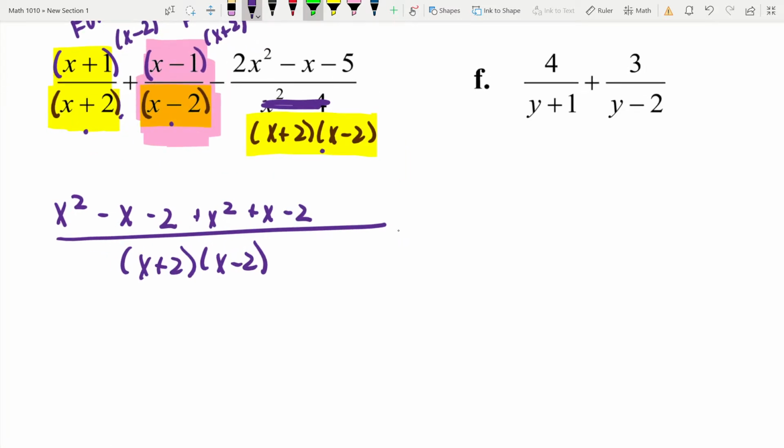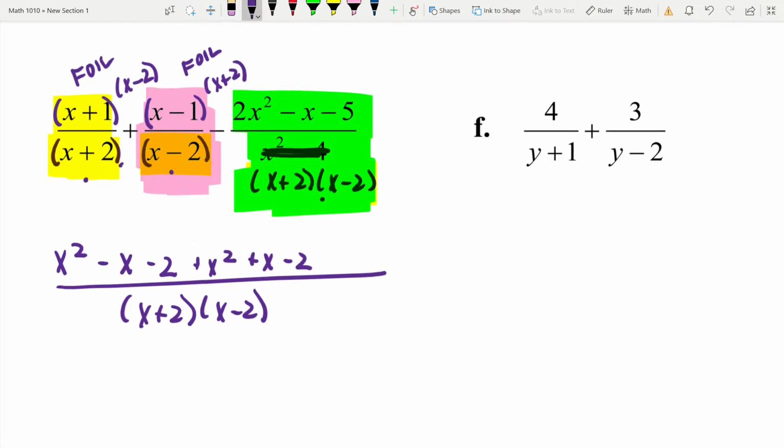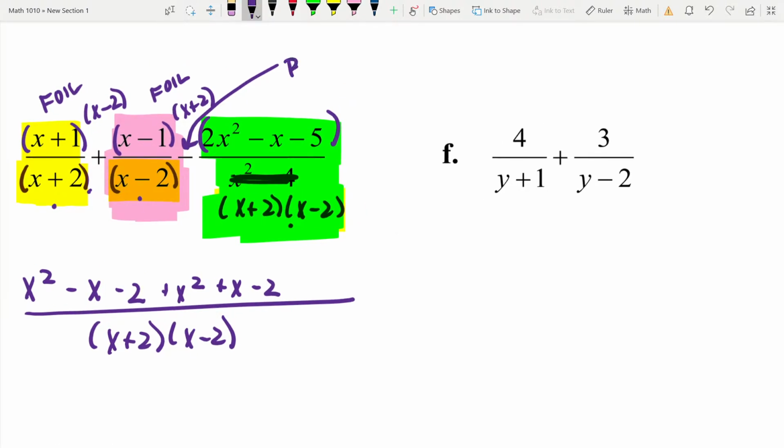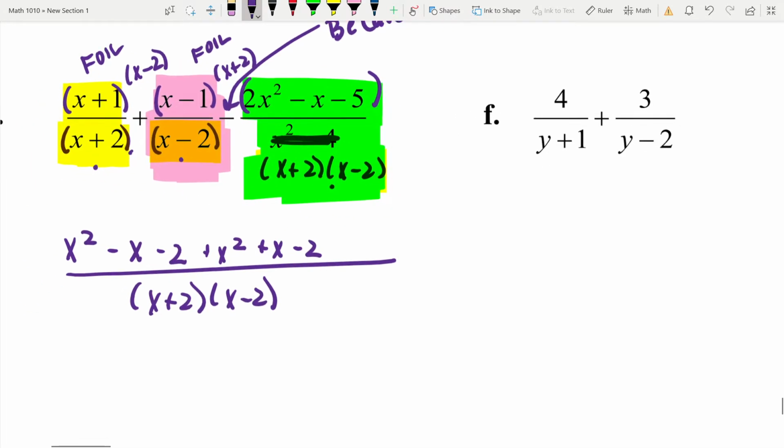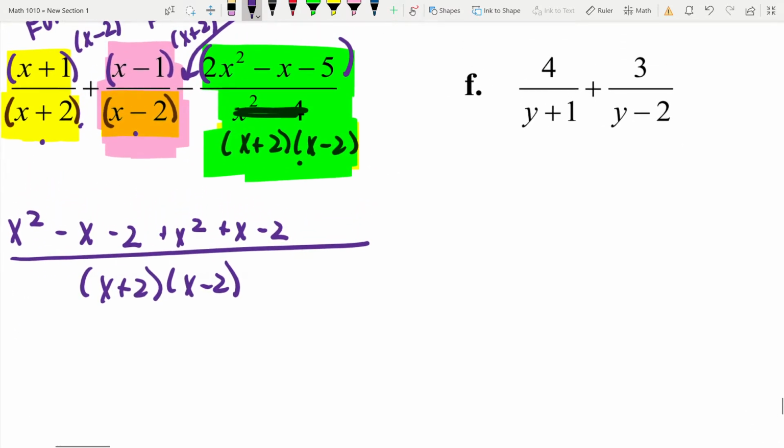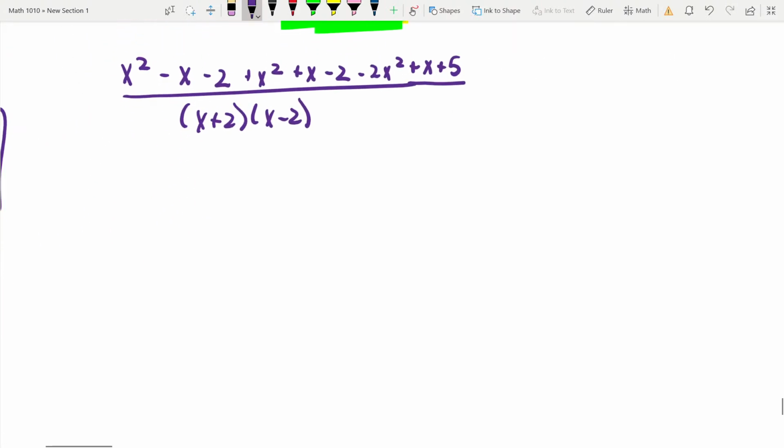This third fraction right here that I'm highlighting in green, I have everything in the denominator. I have to be careful. I want you to add parentheses around the top, and I want you to draw an arrow to that negative, and I want you to write, be careful. You must distribute that negative. So when I do that, I get negative 2x to the second plus x plus 5, like that.